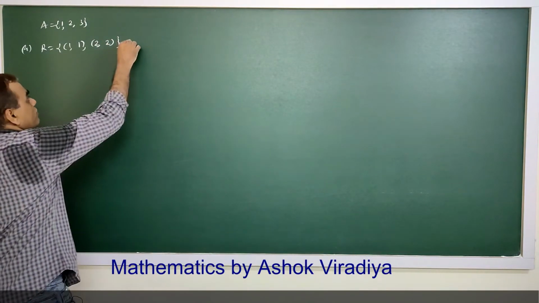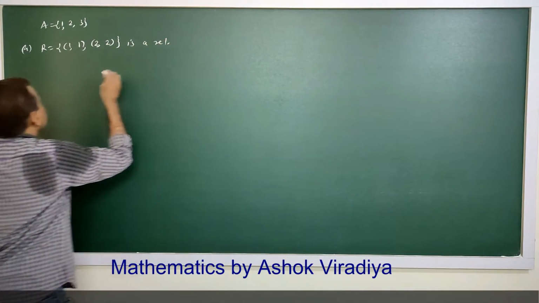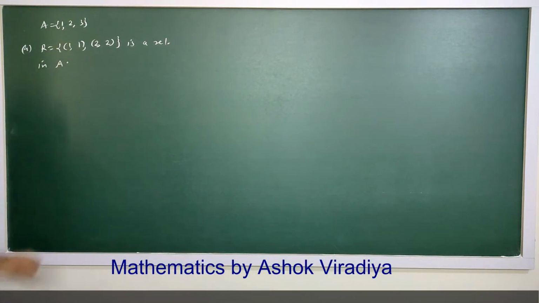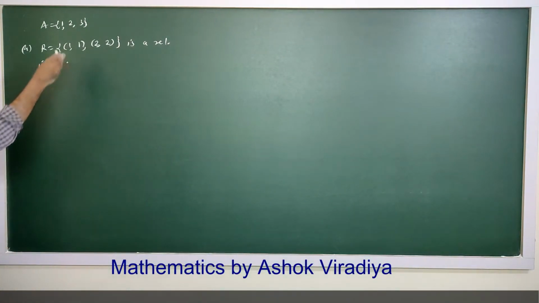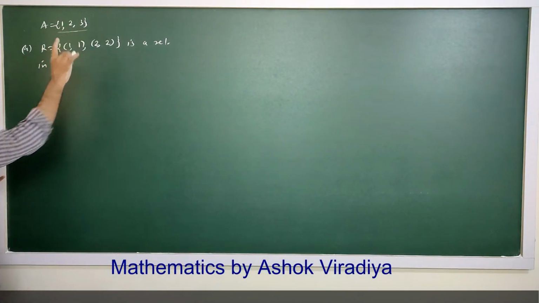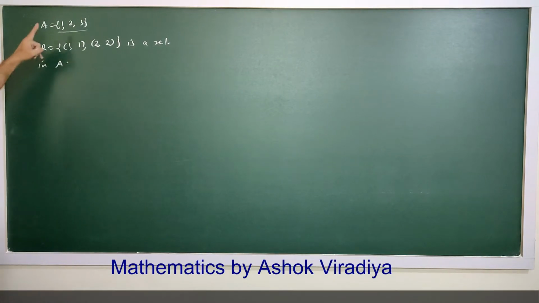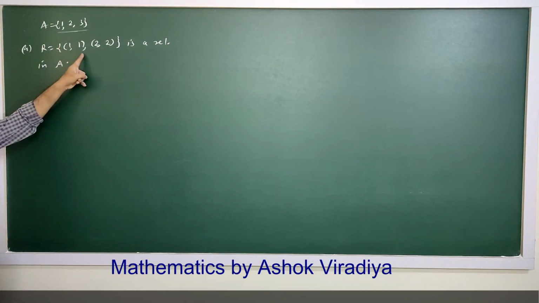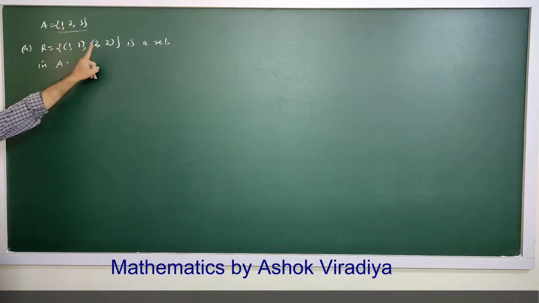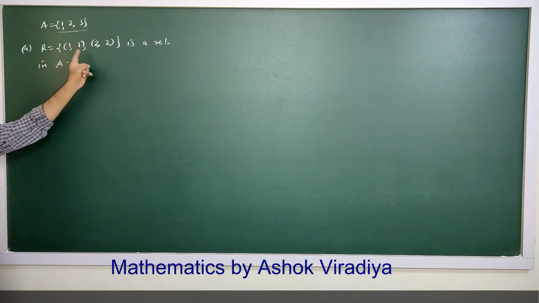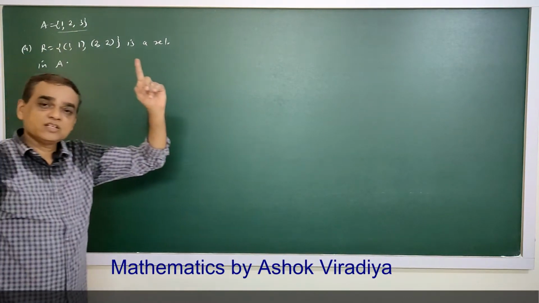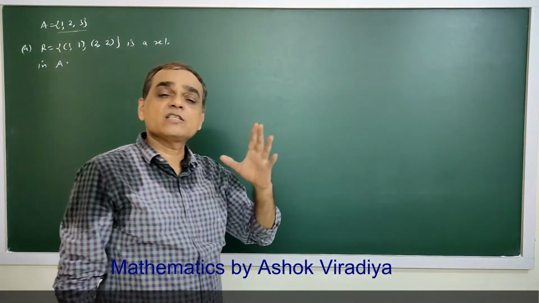This is a subset of A cross A, so it is a relation in set A. Now check the property. Is it reflexive? For reflexivity, check every element of a given set A. 1, its doubling is here. 2, its doubling is here, but the doubling of 3 is missed. No doubling of 3. So this is not reflexive.